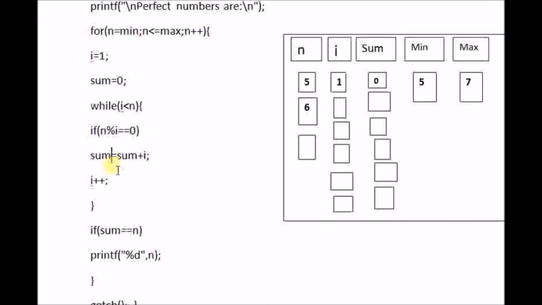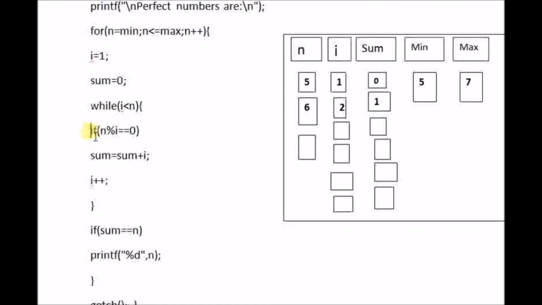So the value of sum will be sum plus I. Sum is 0, I is 1. So the new value will be 1. And the next statement is I plus plus. I gets incremented by 1. New value of I will be 2. Now the control goes back to the while loop. The new value of I is 2. Is 2 less than 6? Yes, the condition is true.